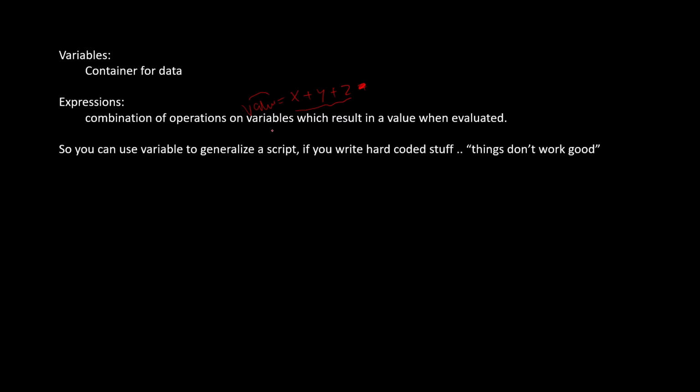We need variables a lot because we want to generalize everything that we write. We don't want to have everything constant. Sometimes we want to take input from the users while building scripts, and that's why we need variables to store them as a container for our data.